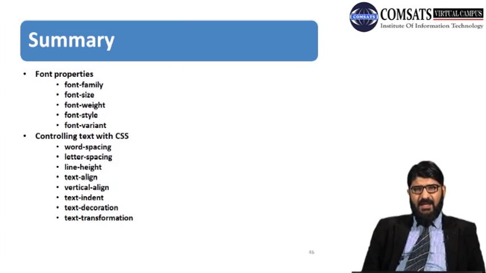Then we have seen the text with CSS and its attributes. So we have seen word spacing, line spacing, spacing between the letters, and the height of the row and spacing. Then we have seen the horizontal alignment of the text and the vertical alignment of the text as per left, right, or center, bottom accordingly. And then we have seen indenting. And then we have seen text decoration, that is to underline the text, or strike through, or blinking, and then text transformation in the end.